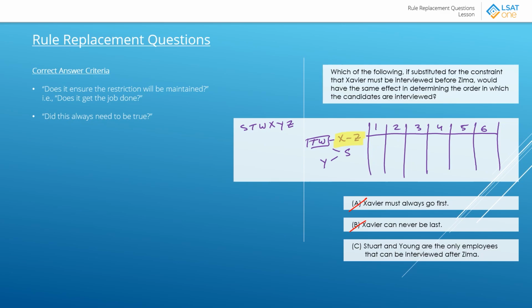Now, there is the other question, though, which is that, did this always have to be true? Did it have to be true that S and Y were the only people that could have gone after Z? And actually, yeah, it is, because the only other remaining elements here are T and W, and you'll notice that T and W would have had to go before the Z regardless, so they couldn't have gone after Z. So it would be true to have said that S and Y are the only people that could have gone after Z. So in other words, this answer choice is one that ensures that X goes before Z, and it's one that always had to be true. Answer choice C would have been a viable answer here.